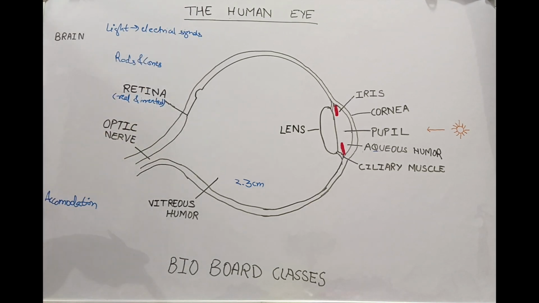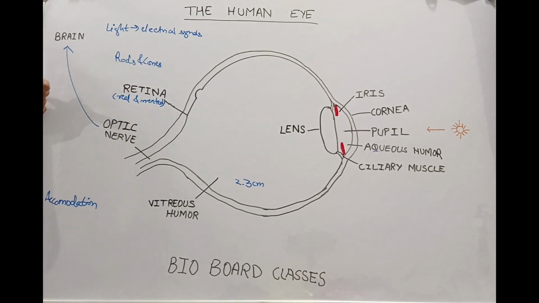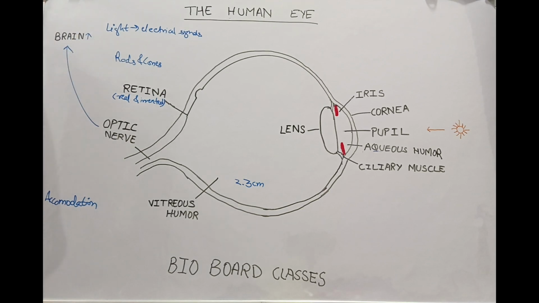Then these signals travel to the brain via the optic nerve. The optic nerve sends the signals from the retina to the brain where they are processed as images. The brain then processes these signals and flips the image right way up so that we understand and recognize what we are seeing.